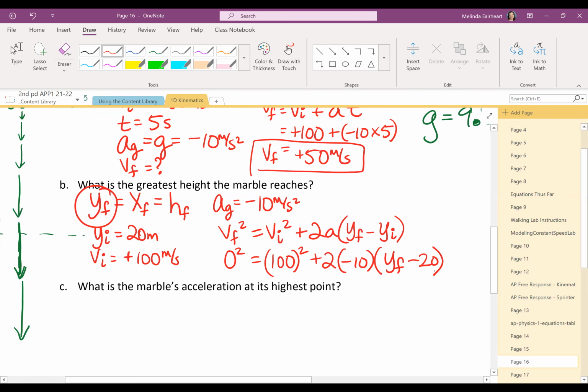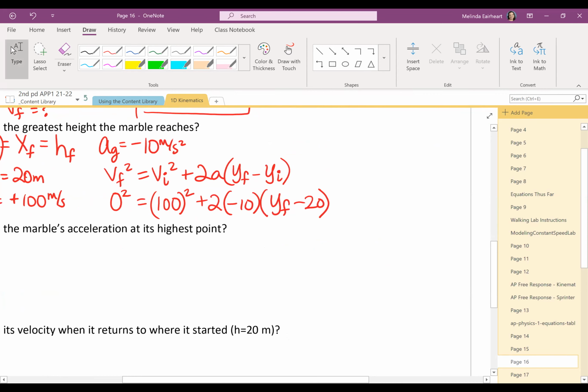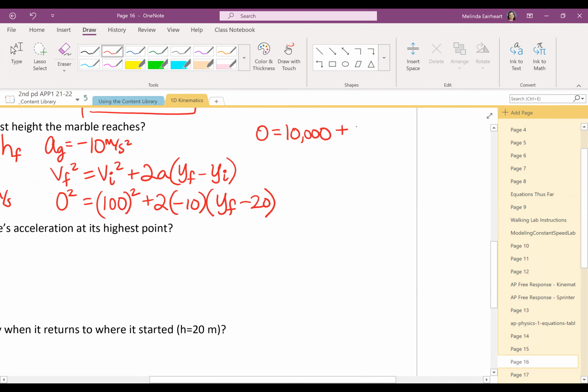And yes, the first equation would have been easier, but so we get 0 equals 100 squared is 10,000 plus, and then we've got negative 20 times, I got to distribute it to both. So I'd have a negative 20, or you can just say minus 20 YF. And then negative 20 times negative 20 turns to a positive 400.